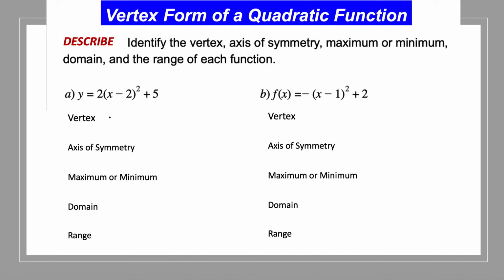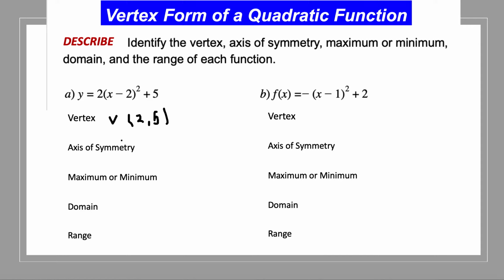The vertex here is (2, 5), because this is h and this is k. And h is 2 and k is 5. That's why I'm taking these values.